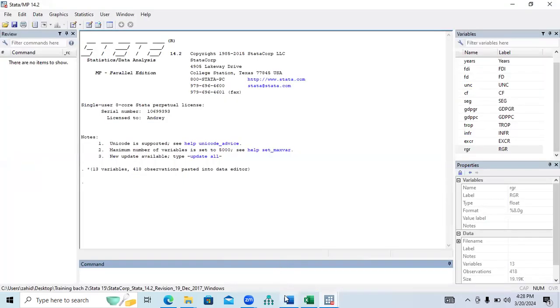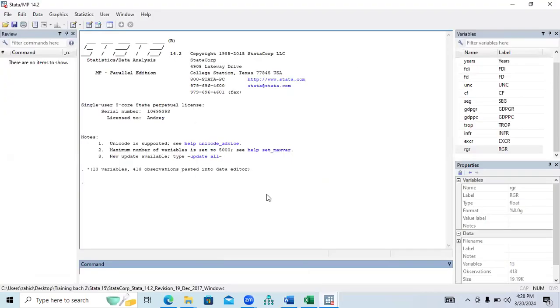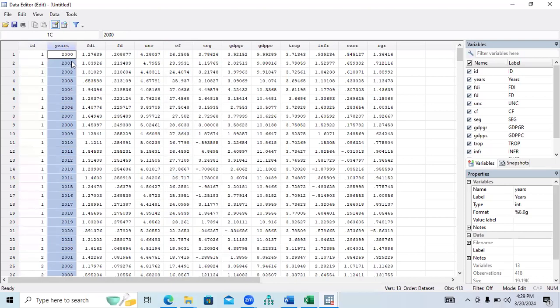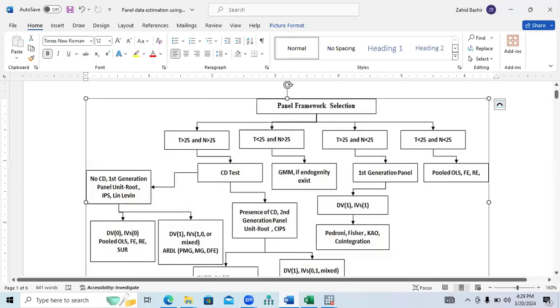So let me start the procedure. We are basically going to fulfill this condition because our time series is less than 25 and our number of countries are also less than 25. So we are going to apply this procedure. You can verify from here how many countries there are. You can see here the IDs and the years. So there are 22 years of data with 19 countries. So this condition is fulfilled, and we are going to apply the procedure.